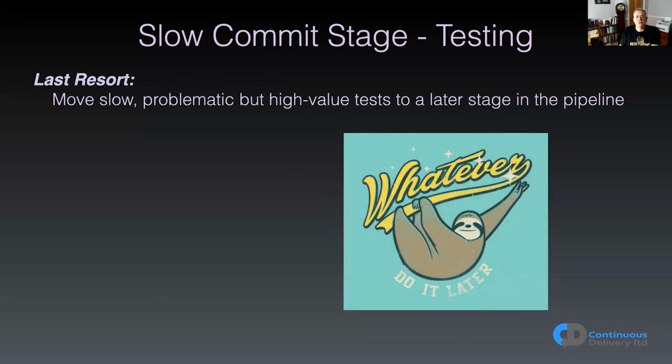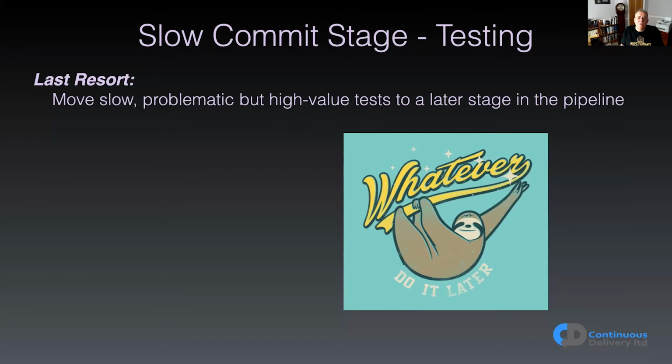As a last resort, if there are slow, problematic tests, but tests that you think are important to evaluate the system, consider moving them out to a later stage in the pipeline. I once did some work, I've just mentioned it, the big C++ project. I was working in a trading company. When I started working with them, their biggest problem was a large C++ build that took 9.5 hours to do the build and to run all the tests. So they did overnight builds.